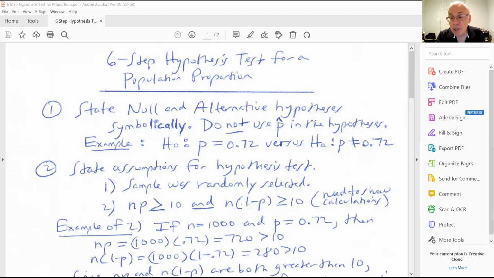And remember, in a hypothesis test, we never use the symbol for the sample statistic, in this case the sample proportion. Use the population parameter, in this case the population proportion. This is just an example, where the null hypothesis is p equals 0.72. Remember, the null hypothesis always has an equal sign in it. The alternative hypothesis says p is not equal to 0.72. And as you remember, this is a 2-tailed test, right? We're just looking at whether p is 0.72 or something different than it. It could be less than it, it could be more than that.